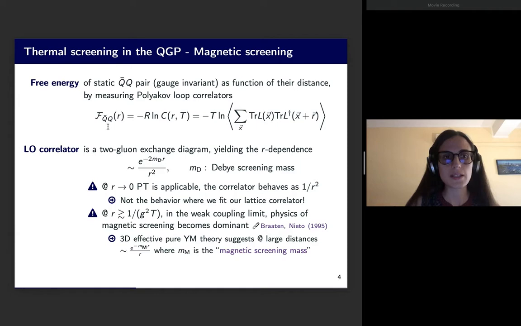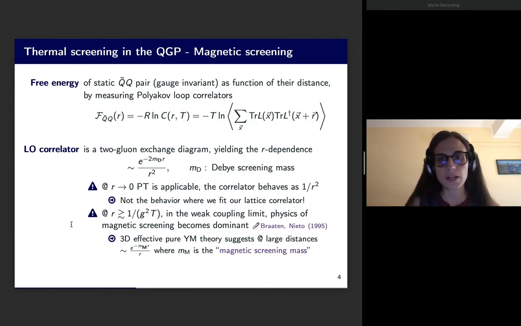Then the point is that the leading order term of the Polyakov-Polyakov correlator corresponds to a two-gluon exchange diagram, which yields the parametric R dependence for the potential of the form e to the minus twice the Debye mass multiplied by R over R squared, where m_D is the Debye screening mass, which remains defined in this way. And then for R that goes to 0, where perturbation theory becomes applicable, we would predict the correlator to behave as the inverse square power of R. In fact, nevertheless, this is not the behavior where we fit our lattice correlators.